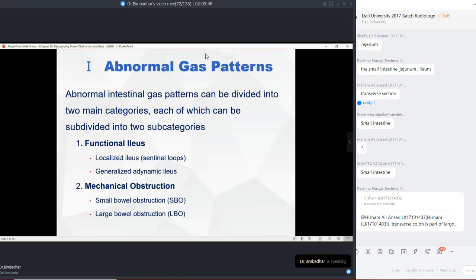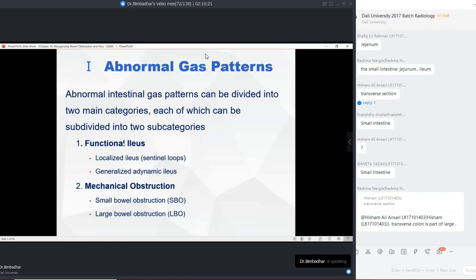Or a certain part of the intestine is also going adynamic. So if it is localized, you call it a sentinel loop. If it is the whole general abdomen and it has become completely paralytic, you call it generalized adynamic ileus. But there is another condition that might be happening because of a principal reason, due to obvious obstruction of the intestine, which can be categorized into two conditions: small bowel obstruction and large bowel obstruction. So remember, it is mechanical.